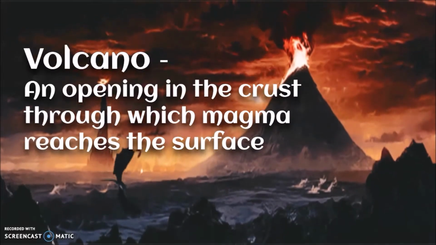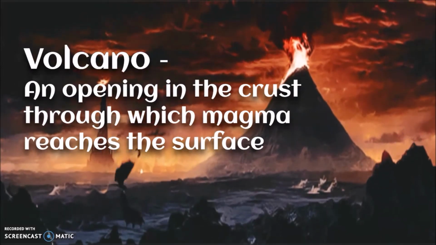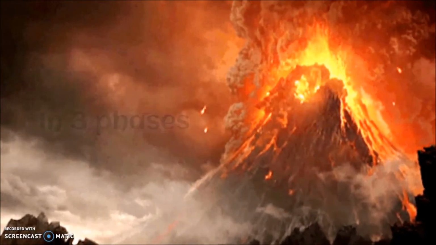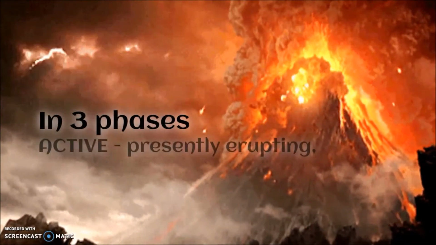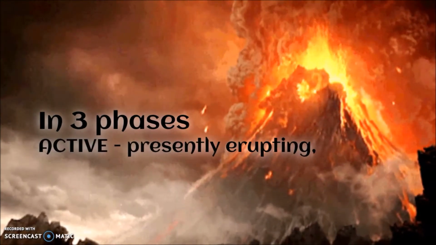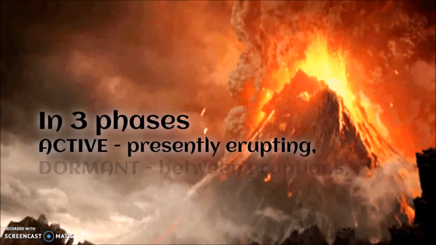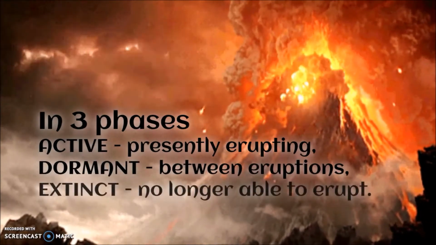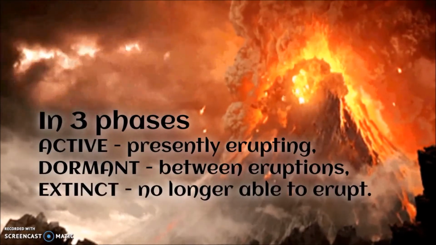This opening in the crust through which magma reaches the surface is called a volcano, and there are different types of volcanoes. Volcanoes will come in different phases. An active volcano means it's presently erupting, meaning magma is presently reaching the surface. A dormant volcano means it's between eruptions. And extinct means it's no longer able to erupt.